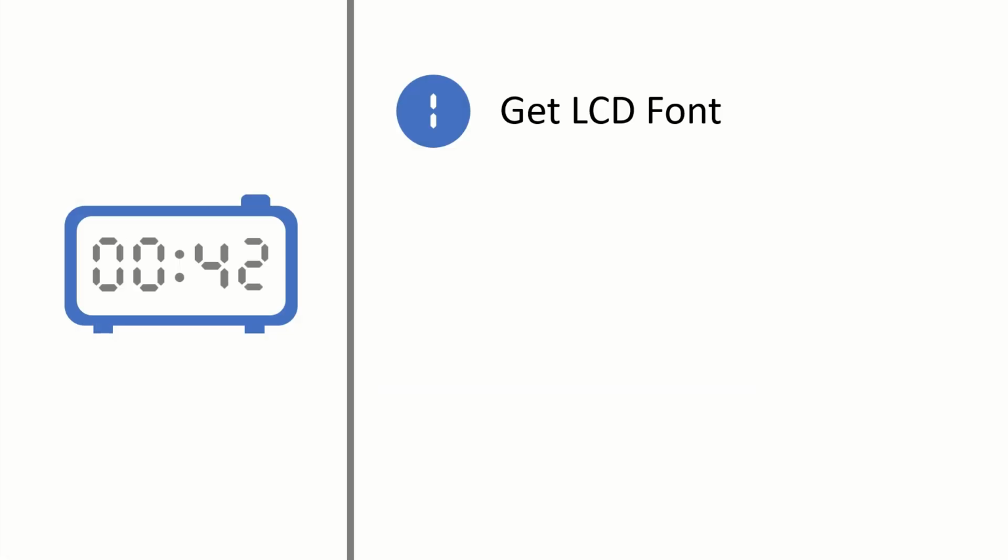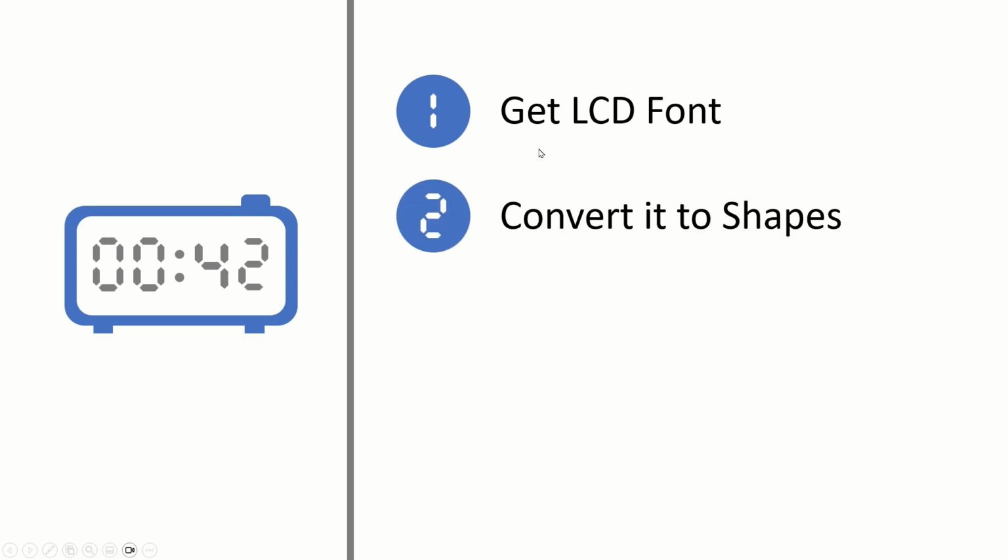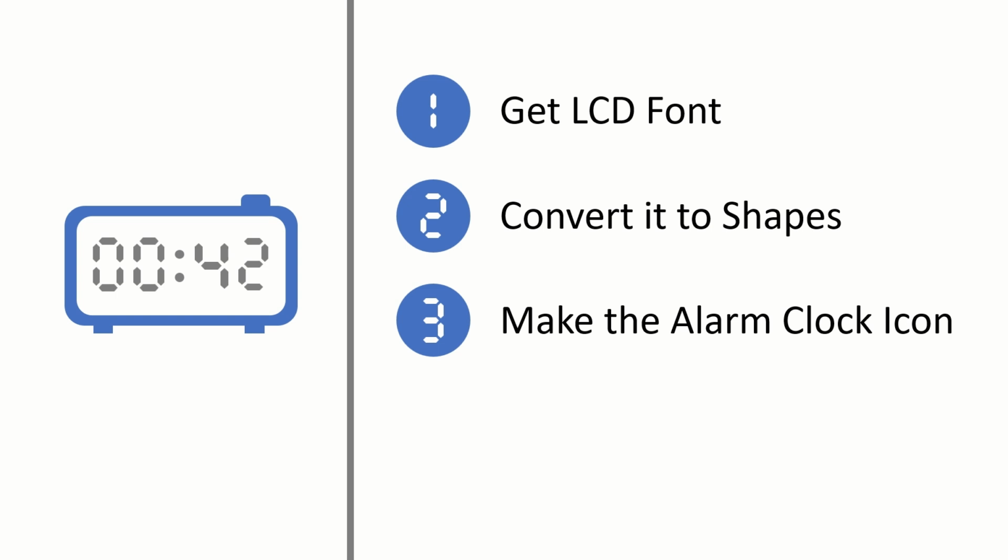The first would be where you can get the LCD font and bring that into PowerPoint. The second step would be converting it into shapes so we can easily change its formatting. The third step would be making the clock itself and putting everything together.